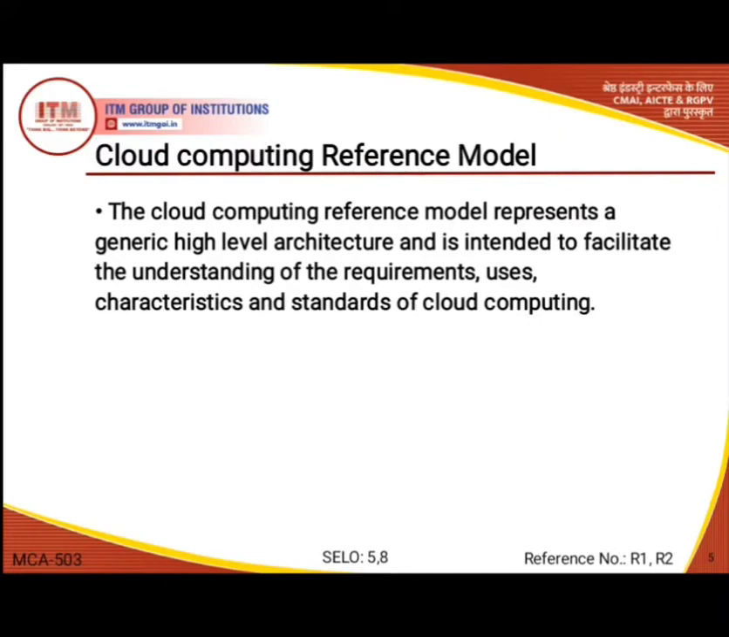Now, what is the cloud reference model? The cloud computing reference model represents a generic high-level architecture and is intended to facilitate the understanding of the requirements, uses, characteristics and standards of cloud computing. Basically, the key to cloud computing is the cloud: a massive network of servers or even individual PCs interconnected. These computers run in parallel, combining the resources of each to generate supercomputing-like power.